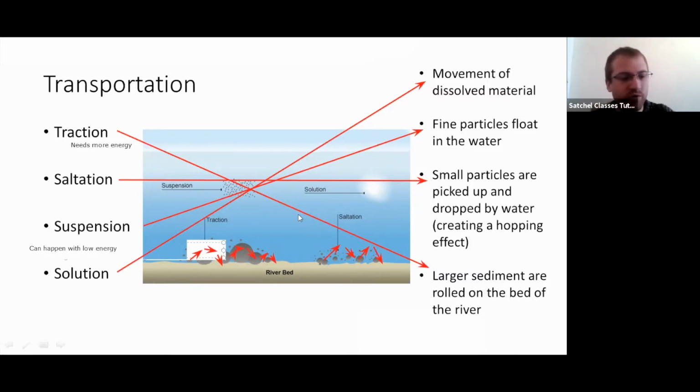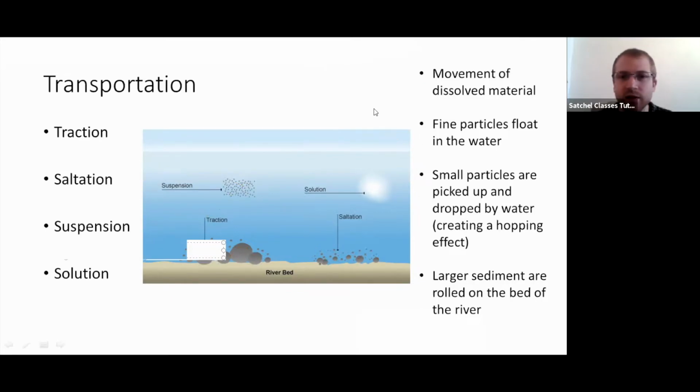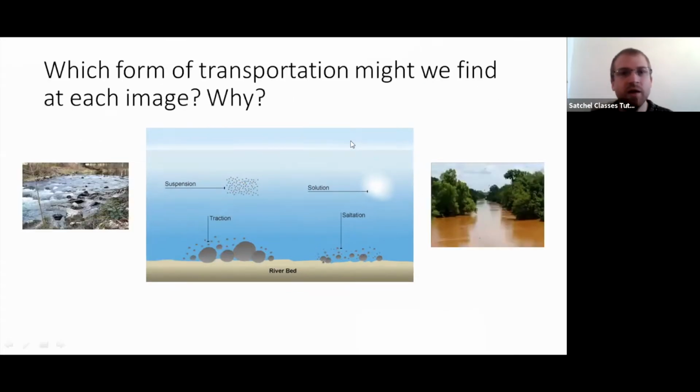So what we'll do is we'll pick out a few different images and work out what form of transportation could be happening there. So I will clear this. So which form of transportation might we find at each image and why? Okay, so I've got that diagram where you can remind yourself of those key terms. You've got two images there.